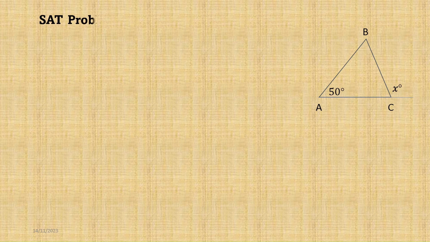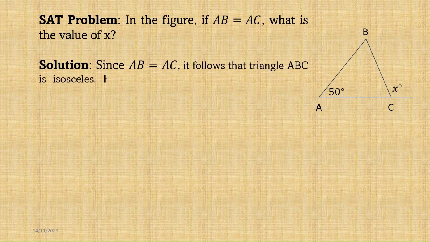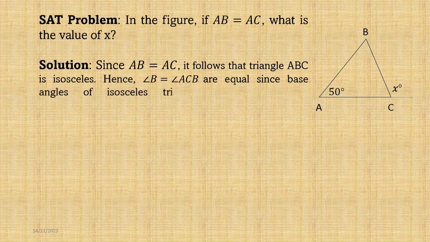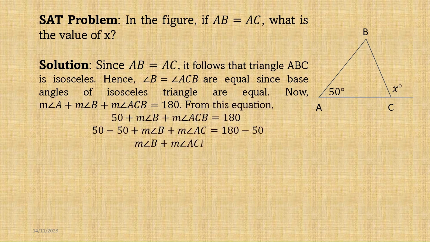SAT problem. In the figure, if AB and AC are equal, what is the value of X? Solution. Since AB is equal to AC, it follows that triangle ABC is isosceles. Hence, angle B and angle ACB are equal since base angles of an isosceles triangle are equal.